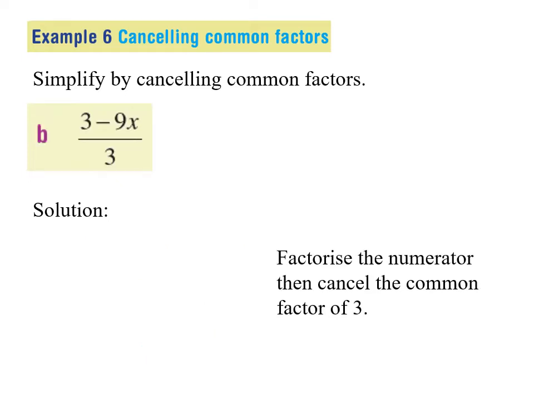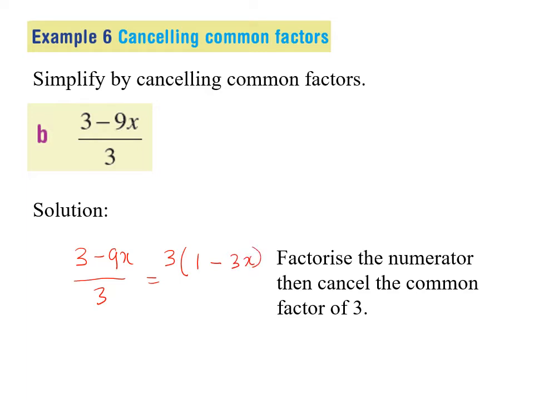All right, let's look at the second question. And again, is there any common factor? So 3 minus 9x over 3. And you say, well, there's a common factor 3. We can take the 3 out. So if I take 3 out, that will be 1 here because 3 times 1 is 3. And for the 9, if I take 3 out, there'll be 3 here and an x.